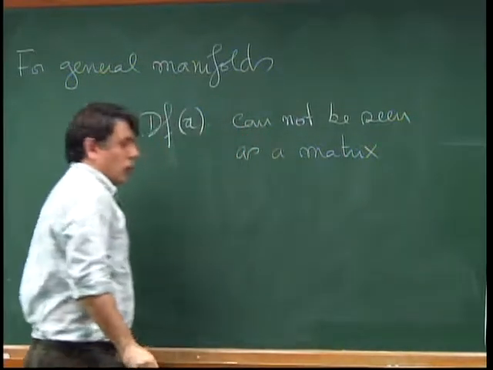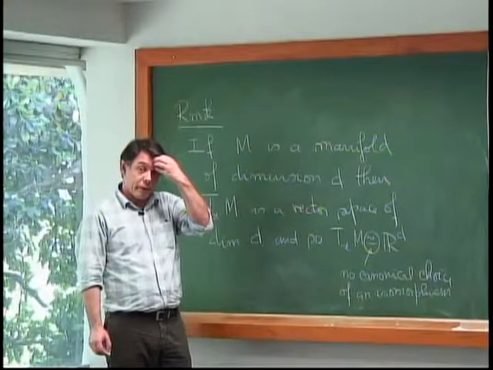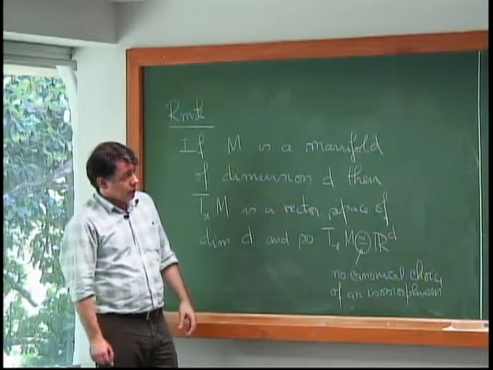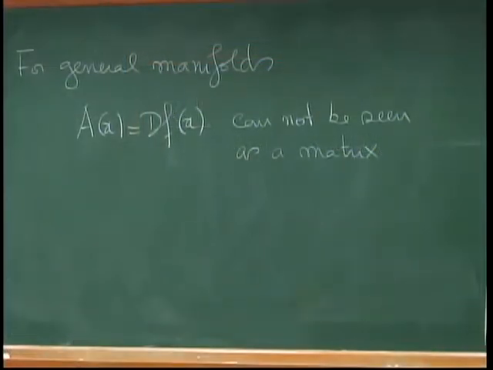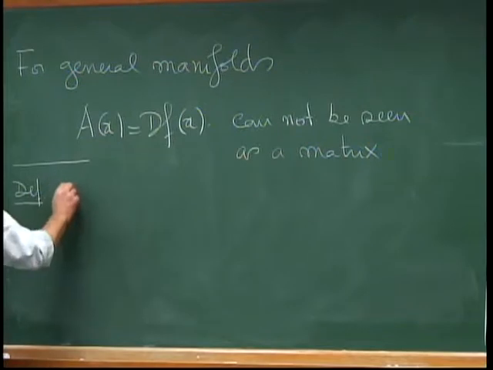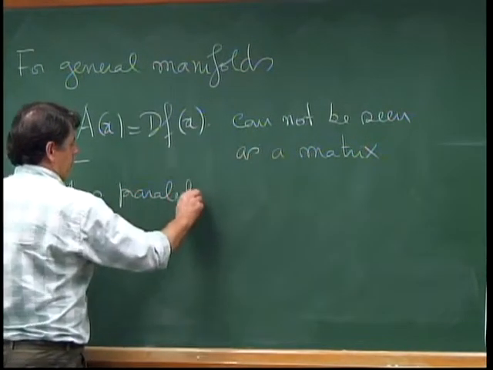There's no canonical choice of a basis. When you go from a linear map to a matrix, you have to choose a basis. In the torus, there's a canonical choice of a basis, but not in general manifolds. For example, not in the sphere. So there's a definition: M is parallelizable.